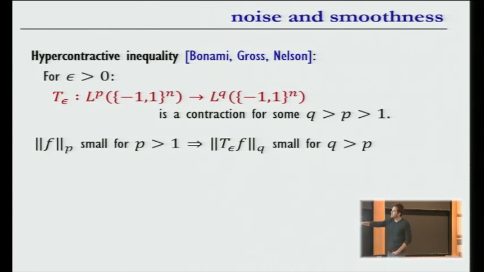Then when you apply some noise, you know that the q norm of the noisy version is small. The way things are set up, these norms are such that the p norm of f is the expected value over the uniform distribution of f to the p, to the 1 over p.